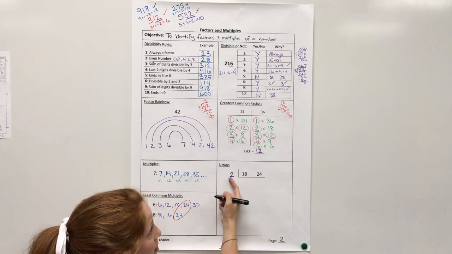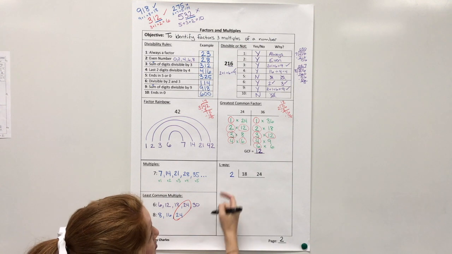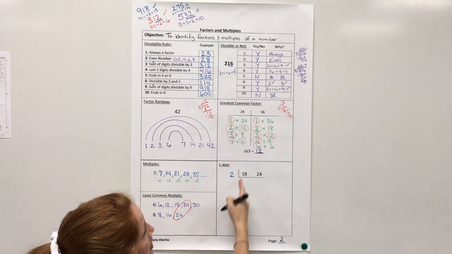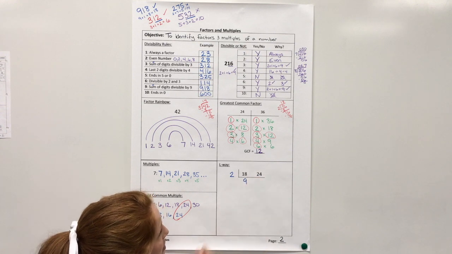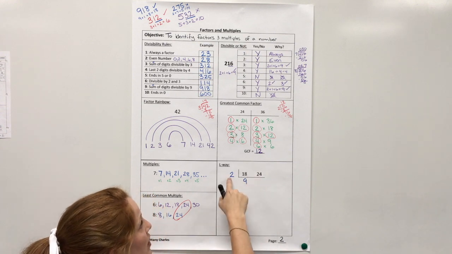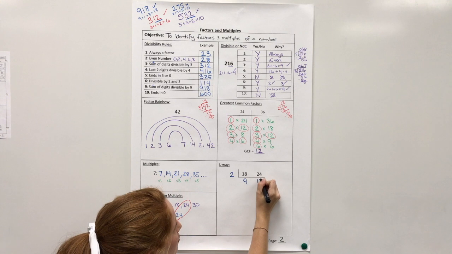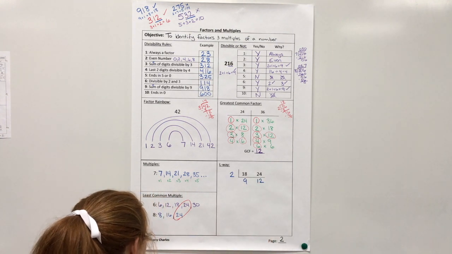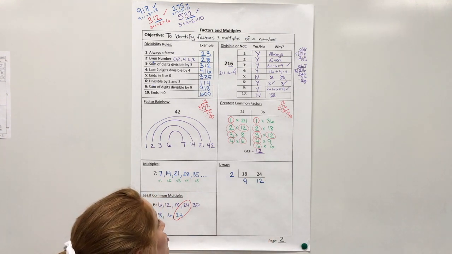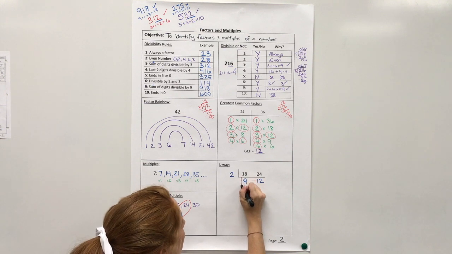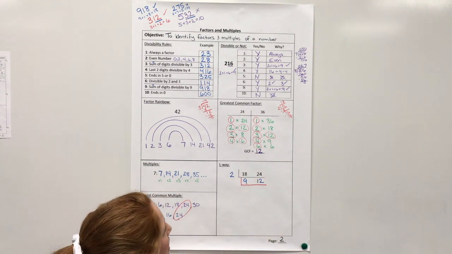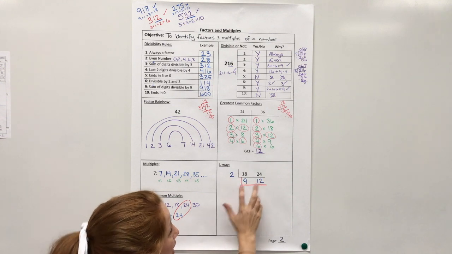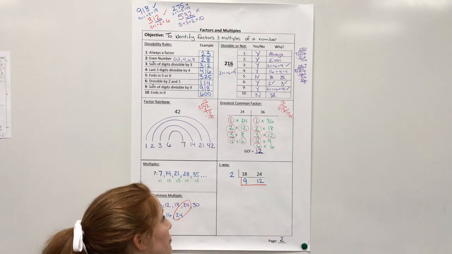So I put the 2 on the outside, and now what I'm going to do is actually divide them both by 2. 18 divided by 2 is 9, so I put that underneath the 18. 24 divided by 2 is 12. I put that under the 24. Then I'm going to make another L. Okay, now I have to see if 9 and 12 have any common factors.